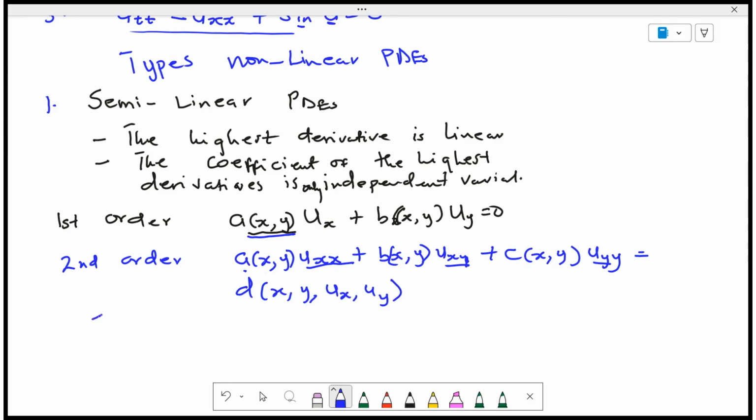An example of a semilinear PDE is when we have u_t minus u_xx equal to u squared. Already, this u squared makes it nonlinear, but what type of nonlinear PDE it is will depend on the highest derivative. The highest derivative here is u_xx, and the coefficient of u_xx is 1, which depends only on the independent variables. So in that case, we can say that this is a semilinear PDE. The next one we'll talk about is the quasi-linear PDE.